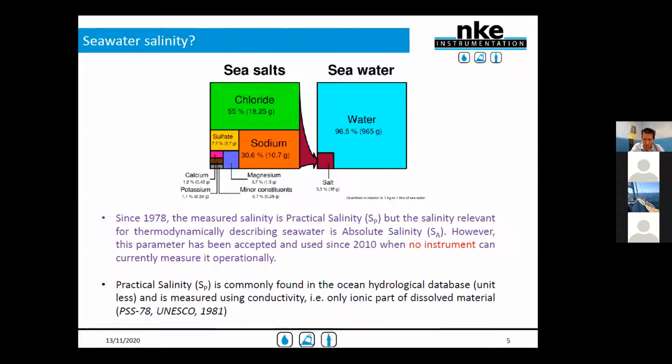So in the ocean hydrological database, we find practical salinity, and this parameter is measured using conductivity, so it is only a unique part of the dissolved material which is measured.